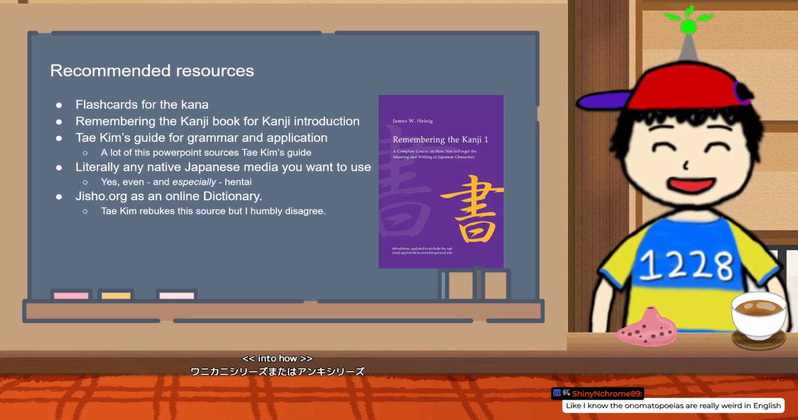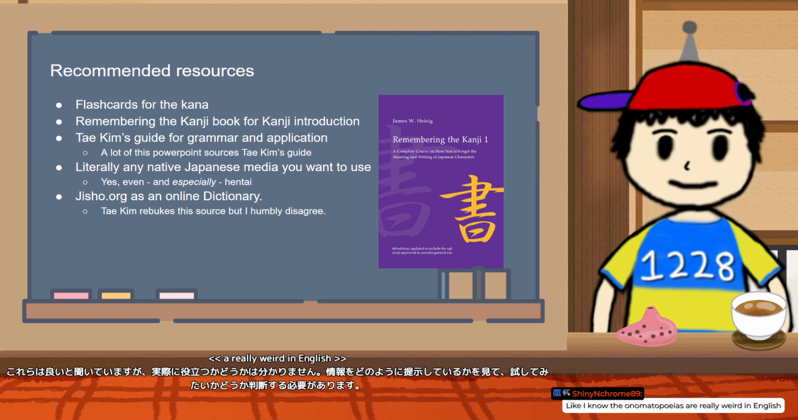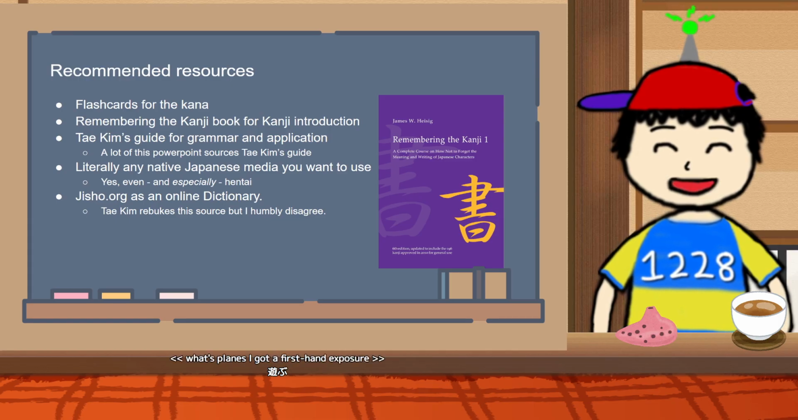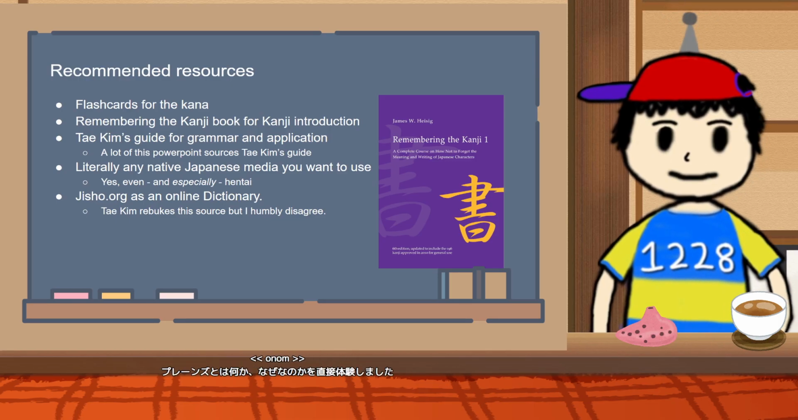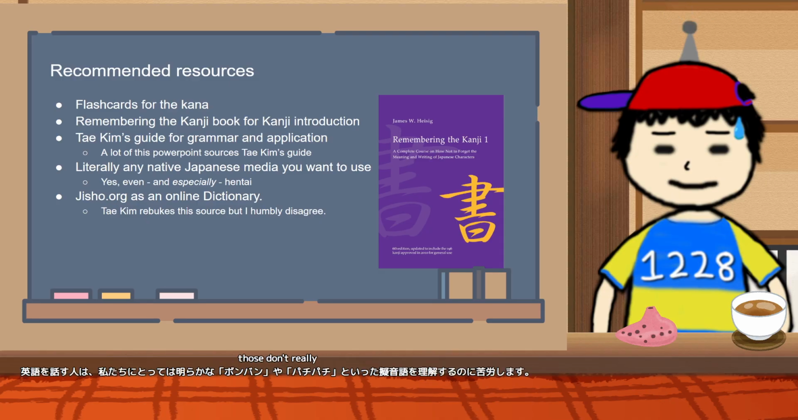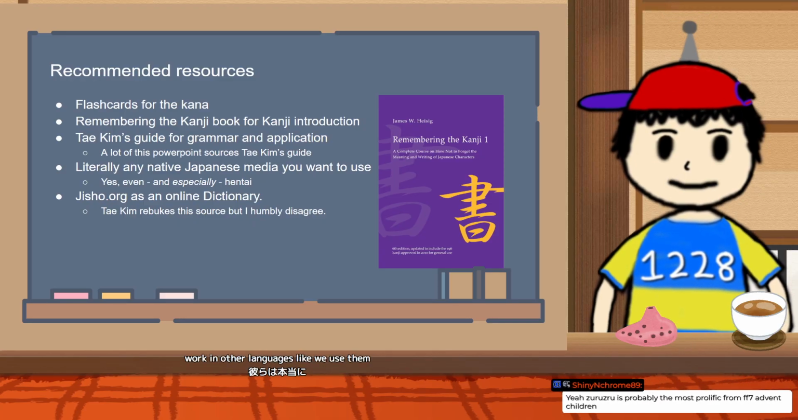You will have to look into how they present the information to see if it is something you would like to try. I know the onomatopoeias are really weird in English. Onomatopoeias I am not covering in today's stream. Those are native Japanese, and they're on a case-by-case basis. I am constantly looking up onomatopoeias, and it's very difficult because they just don't translate. This also explains, I get a first-hand exposure why non-native English speakers have trouble with English onomatopoeias. Things that are obvious to us, like boom, bang, crackle. Those don't really work in other languages like we use them. Zuru zuru, yeah. But yeah, those are the resources I personally recommend.